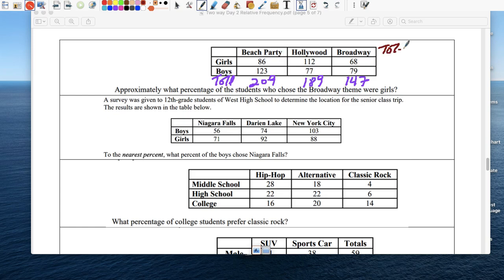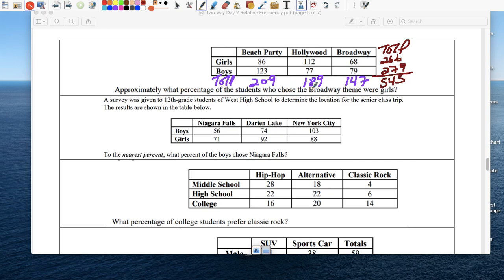Let me write total here. 266. 123 plus 77 plus 79 is 279. Plus 266 is going to give us 545.